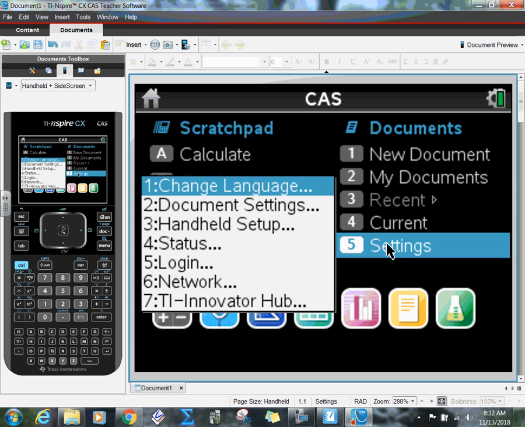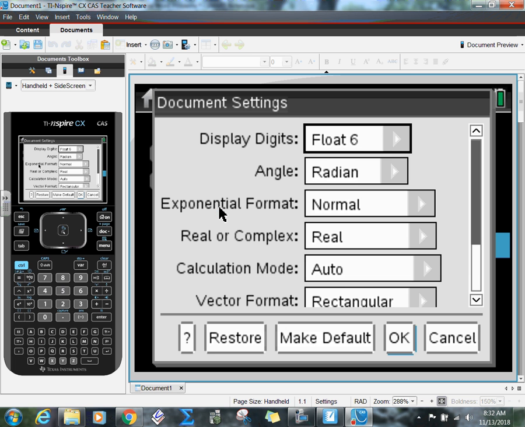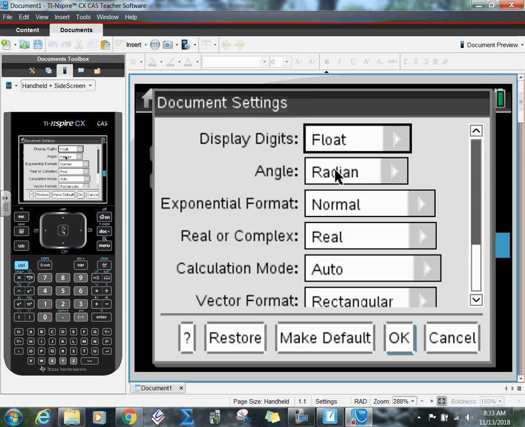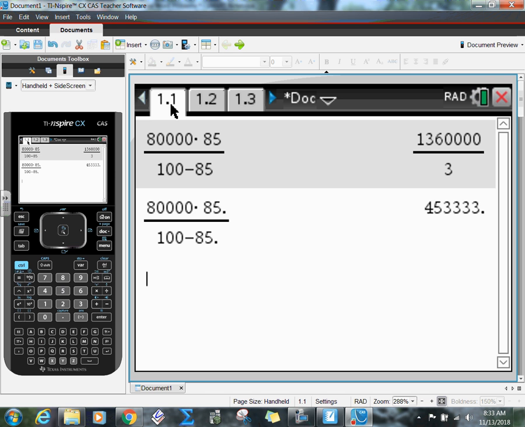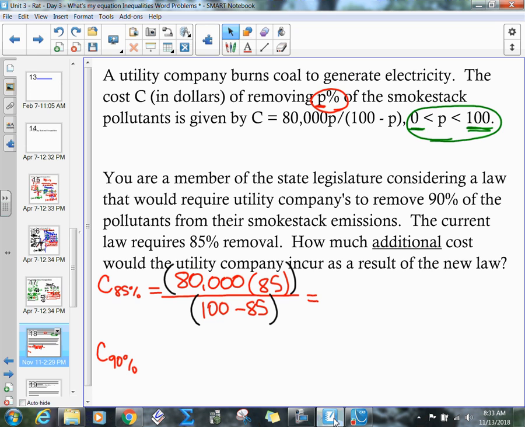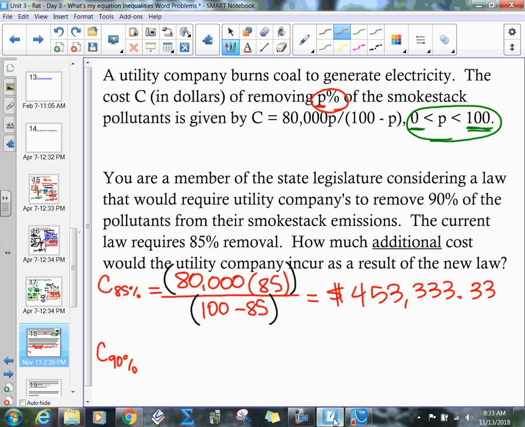And I am not having a good time with this. Handheld setup, document setup. I want it to float 6. Let's just go with float. This is not the way I wanted this to be. I should just be able to press Control Enter, and there we go. Okay, so we should have 453,333. I want to go to the nearest cent, so I'm going to go for 33 cents here. So I'm going to say that this is $453,333.33.